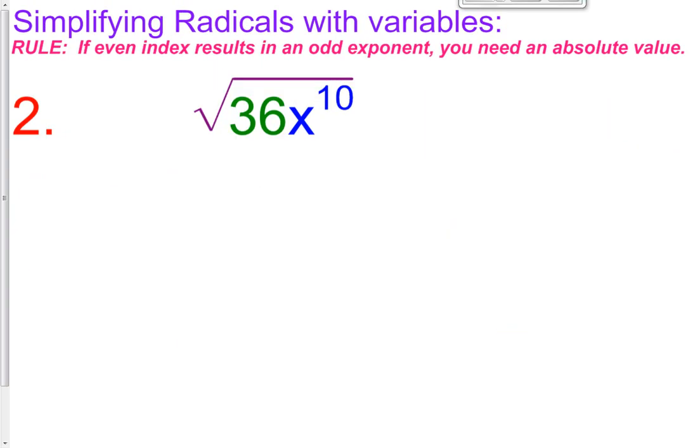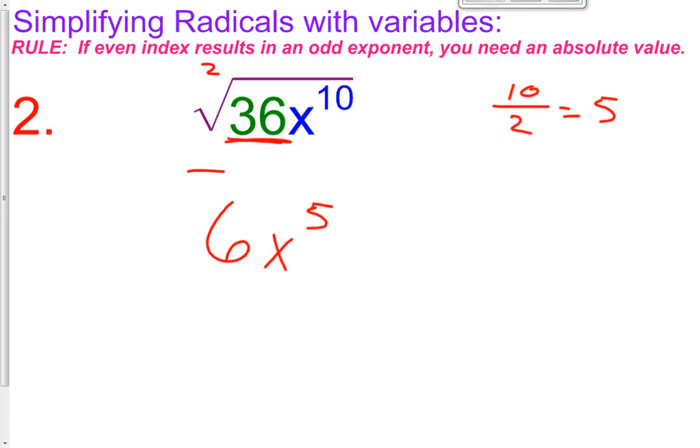Looking at problem number 2, the square root of 36x to the 10th. Well, we have a coefficient, so we're actually going to take the square root of that. We're not going to do this whole dividing by 2 thing. We're actually going to take the square root of 36. What's the square root of 36? It is 6. And then we're going to take our exponent divided by our index. We get 10 halves as being 5. So I can take out an x to the 5th. And there's my answer. My answer is 6x to the 5th.